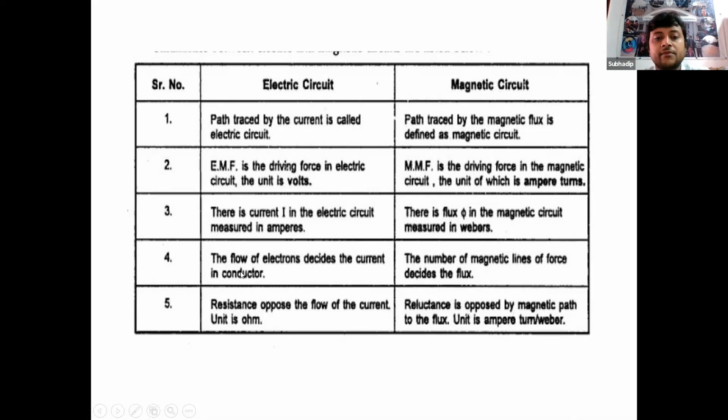Serial number four, the flow of electrons decides the current in the conductor. For the magnetic circuit, the number of magnetic lines of force decides the flux. Number five, resistance opposes the flow of current and its unit is ohm. In the same analogy, in magnetic circuit, it is called reluctance. Reluctance is the opposition offered by the magnetic path to the flux, and the unit is ampere turn per Weber. Moving on to the next slide, next comparison.